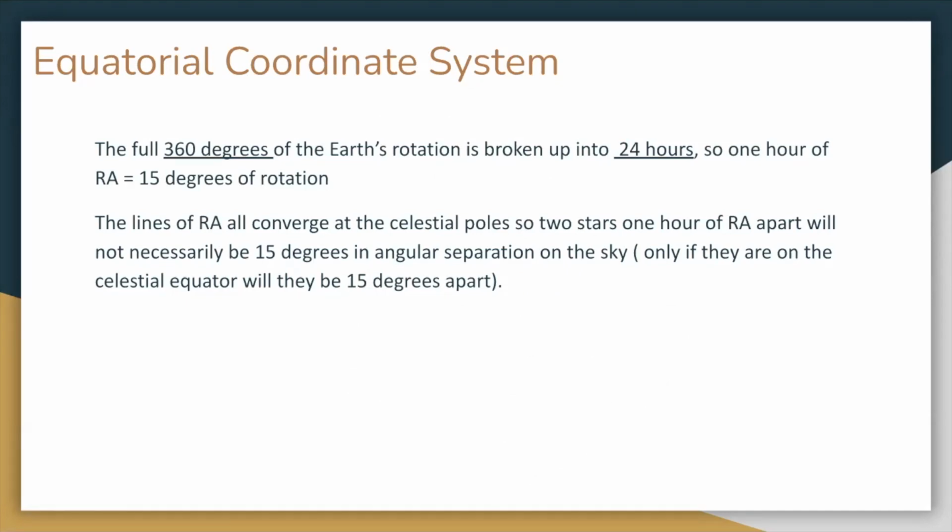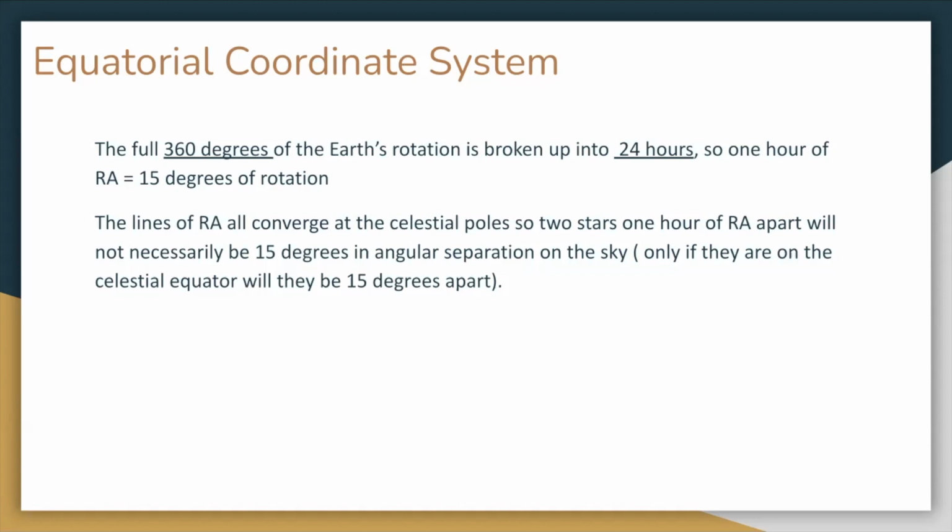Another thing to note, the full 360 degrees of Earth's rotation is broken into 24 hours. So the 24 hours of our day. So that means roughly 1 hour of RA, 1 hour of right ascension, is equivalent to 15 degrees of rotation for the Earth. Now, that sounds like then, if two stars are 1 RA apart, they should be 15 degrees apart. Not always true though, because just like lines of longitude on Earth, RA lines converge at the celestial poles. So they're going to get closer to each other the closer you are to the celestial poles.